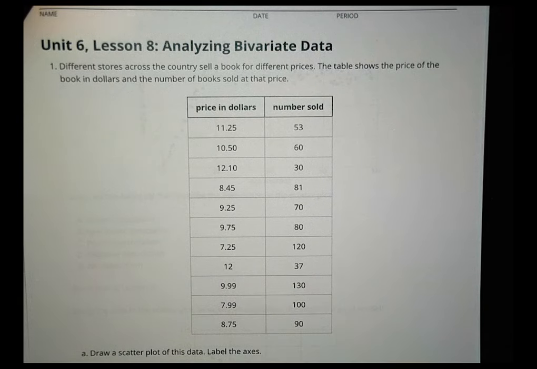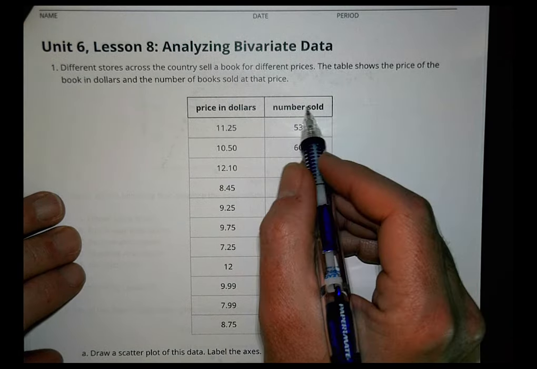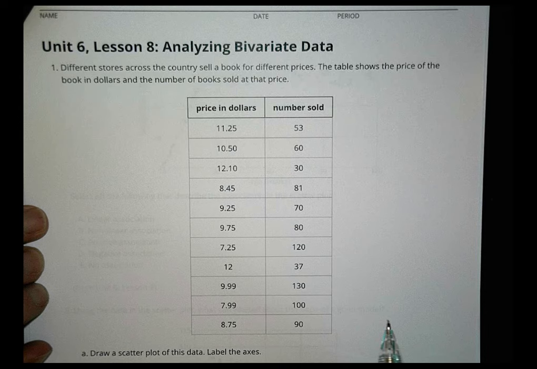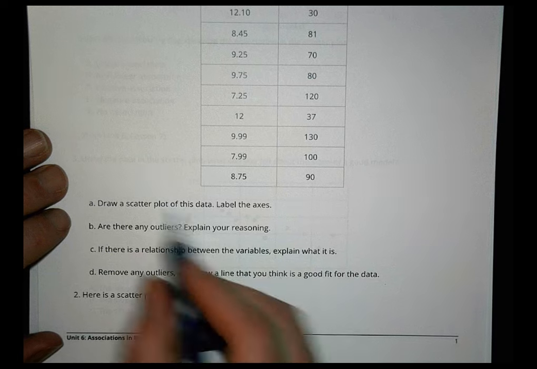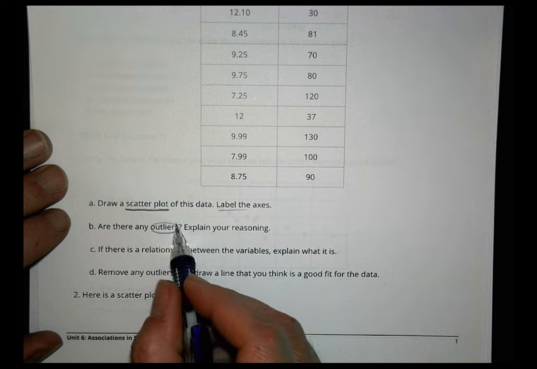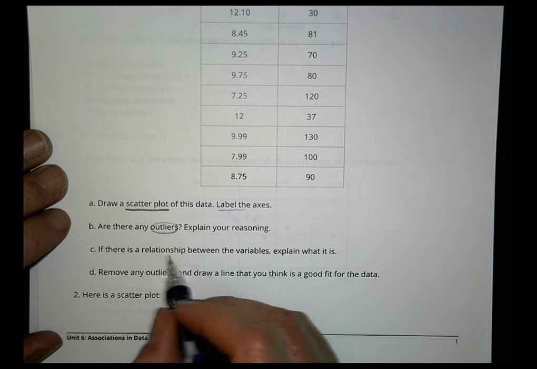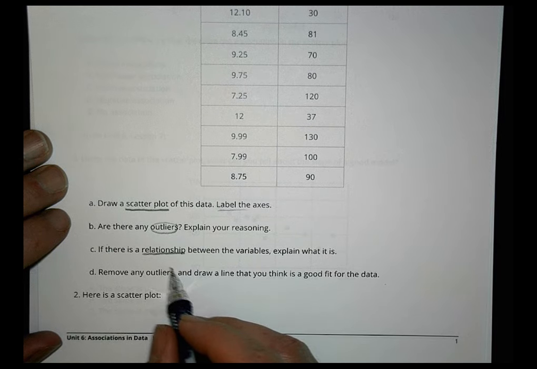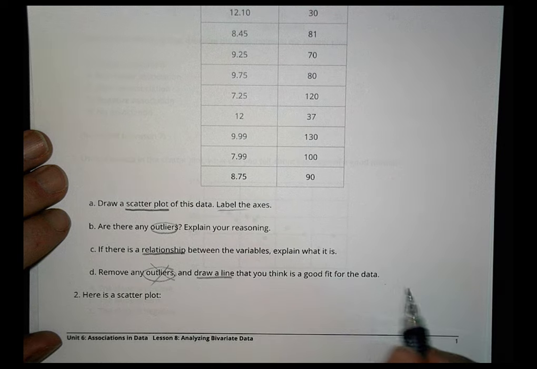All right, homework time. Different stores across the country sell a book for different prices. The table shows the price of the book in dollars and the number of books sold at that price. Okay, so we have the price in dollars and the number sold. And the data is all scrambled here for both columns, so it's not very useful for us in that regard. So the first activity says draw a scatter plot of the data and label it, and then look for any outliers and explain why you think they're outliers. And then we're looking for a relationship between them, if we can, and then remove the outliers, and then draw a line of fit for the data.